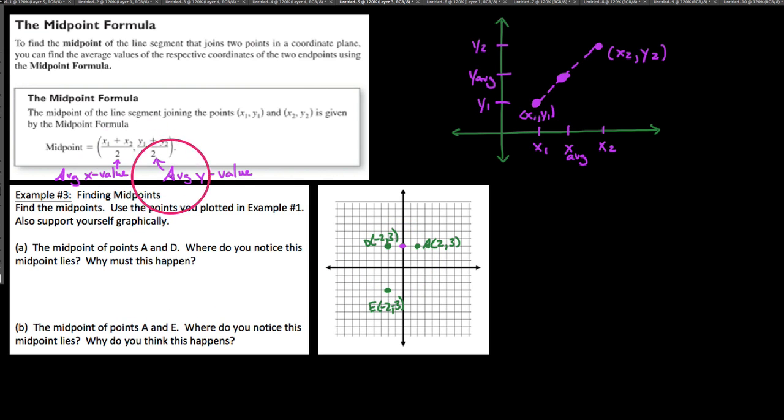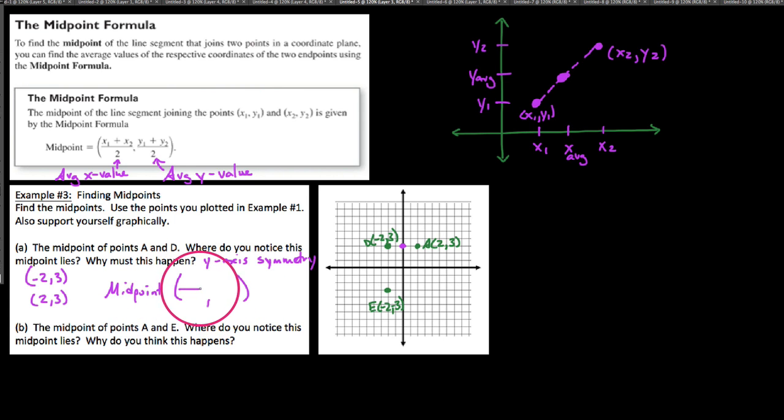But with respect to why this must happen, one reason is the y-axis symmetry. The y-axis symmetry is going to cause this midpoint to be right on the y-axis. It lies right on the y-axis. And the other thing here is that, given these 2 points, negative 2, 3 and 2, 3, to find the midpoint we are going to average the x values and average the y values.